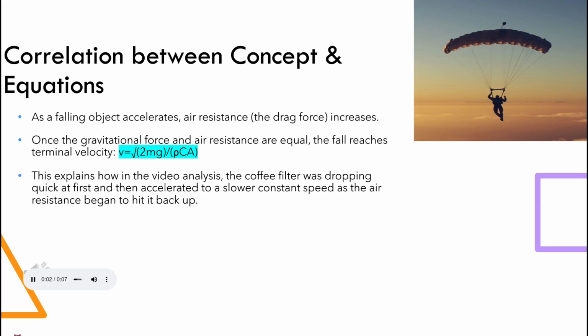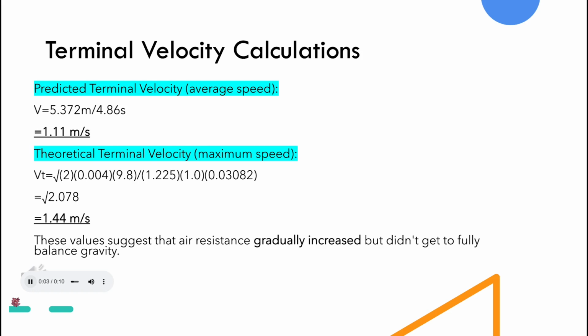In this project, terminal velocity is depicted through watching an object fall quickly at first, and then slowing down due to the air resistance. The predicted terminal velocity was calculated to be 1.11 meters per second, and the actual observed terminal velocity for our experiment was 1.44 meters.